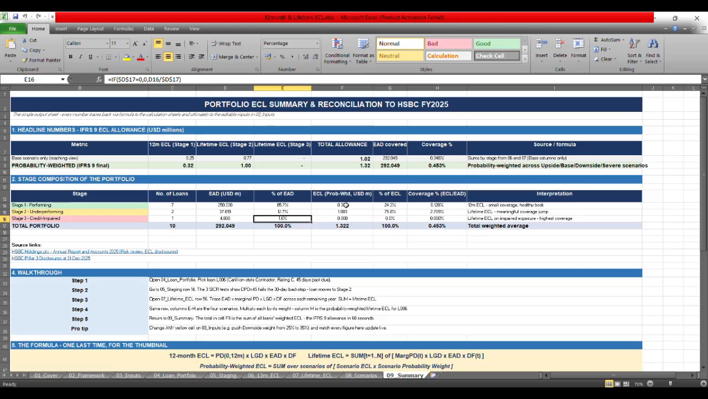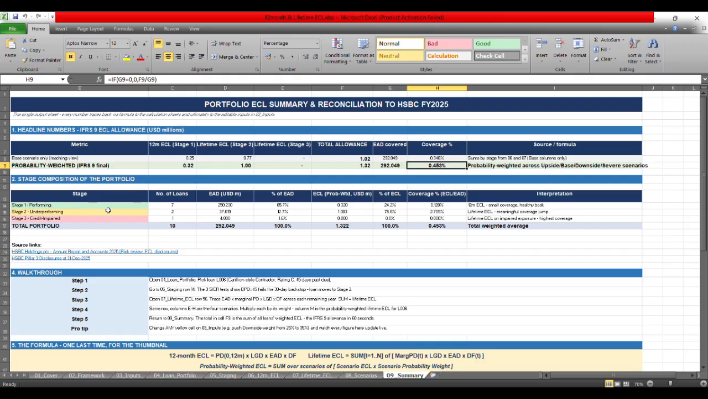So now comes our final money sheet. Here the probability weighted ECL is coming out to be 1.32 million, the total allowance. The EAD covered is 2,092 million. We have already calculated that, and from that we can calculate the coverage portion. Coverage is just the ECL divided by the EAD, and this tells us how many cents of every dollar of exposure the bank is provisioning.